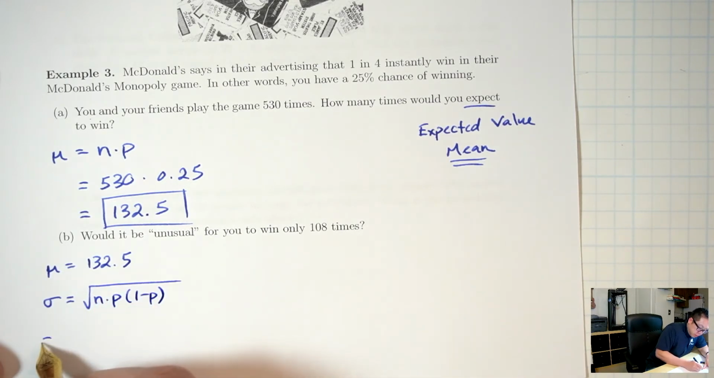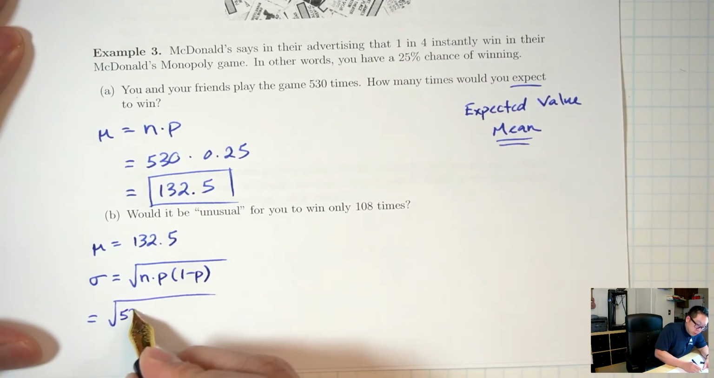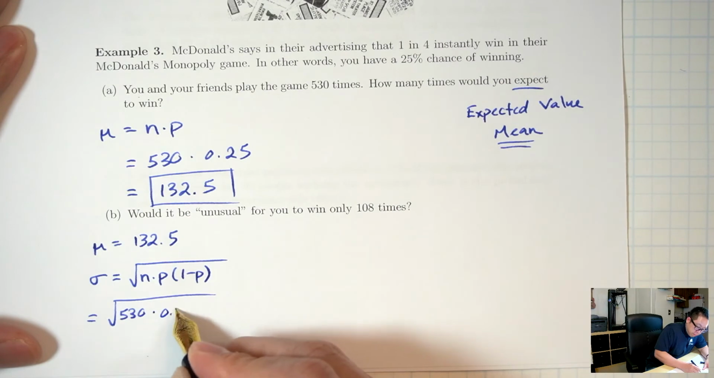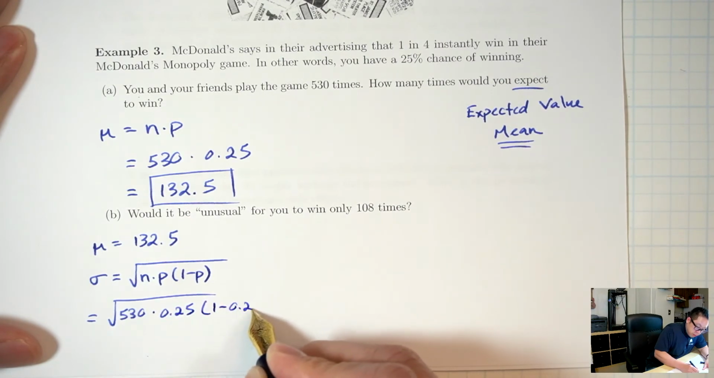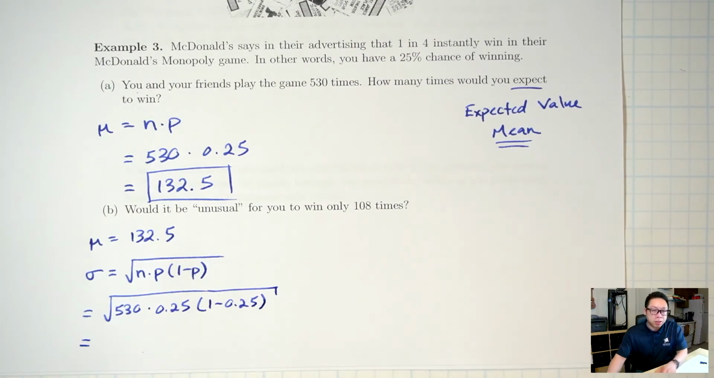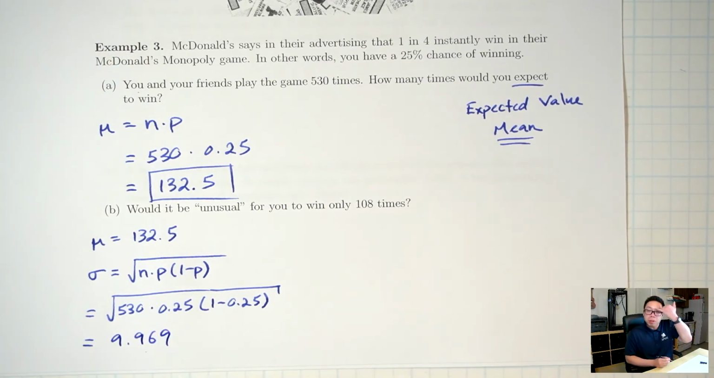Okay, so in this case, N, number of trials, is 530, the number of times you play the game. P, probability of success, 0.25. And then 1 minus 0.25. And then if you're using the decimal scientific calculator, just type it in exactly like this. So square root, inside the square root 530 times 0.25, parentheses, 1 minus 0.25, close parentheses, equals 9.969. Okay, and that's rounded to 3 decimal places.